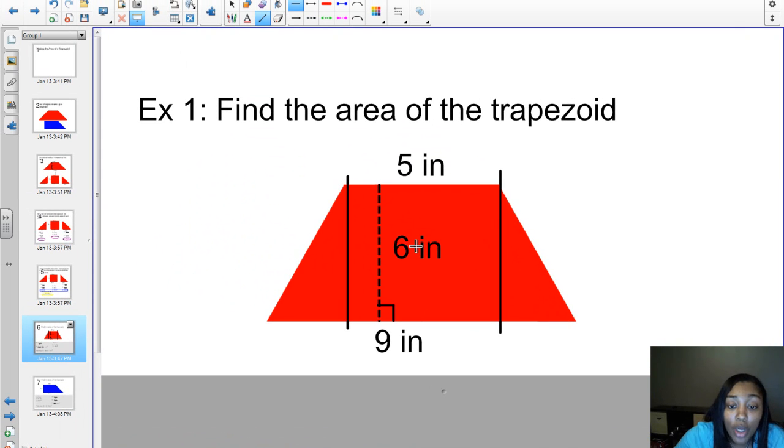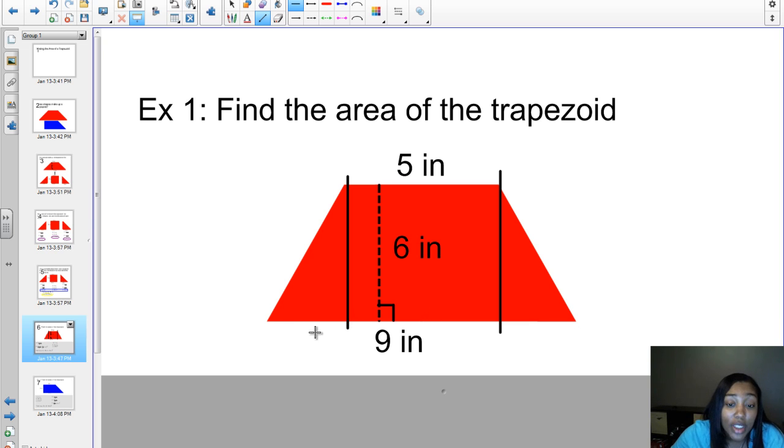And once I've broken it into the parts, I have to remember to find the dimensions, the base and the height, or the length and the width of each one of the shapes. So that means if I've got this triangle, I need the base and the height so I can find the area. If I've got this rectangle, I need the length and the width so I can find the area. And if I have this triangle, again, I need the base and the height so that I can find the area. Well, I know that the top of the rectangle is 5 inches, and then I know the bottom of this whole thing is 9 inches.